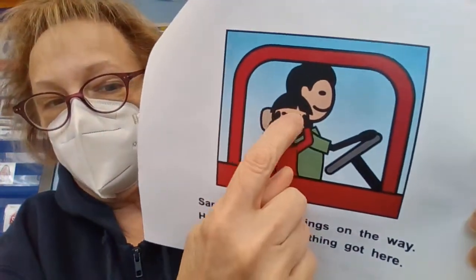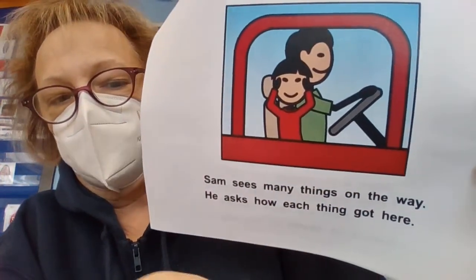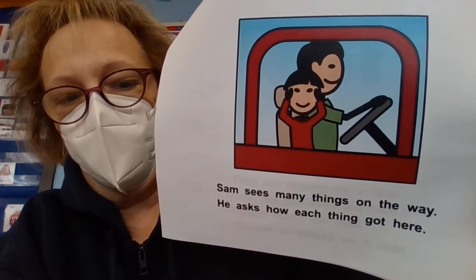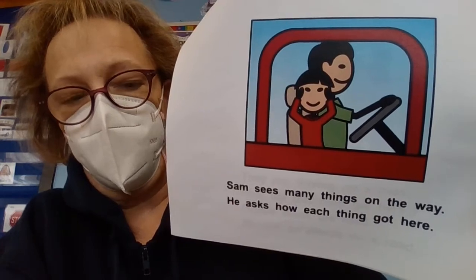Sam sees, uses his eyes, sees many things on the way. He asks how each thing got here. Hey, Dad, how did each thing get there? How did that get there? How did that get over there? Lots of questions.